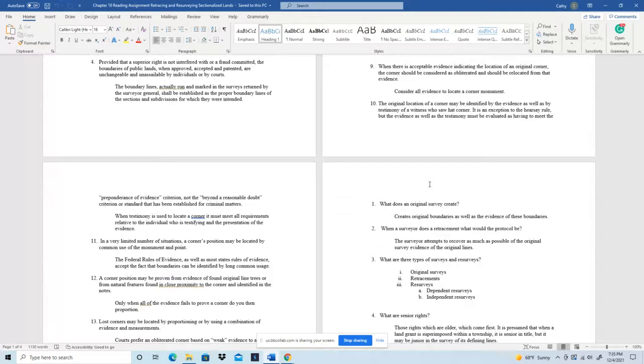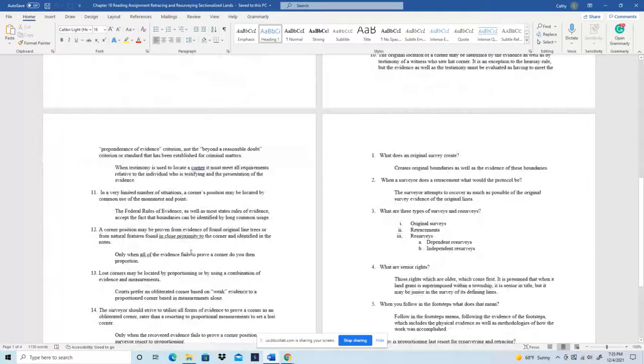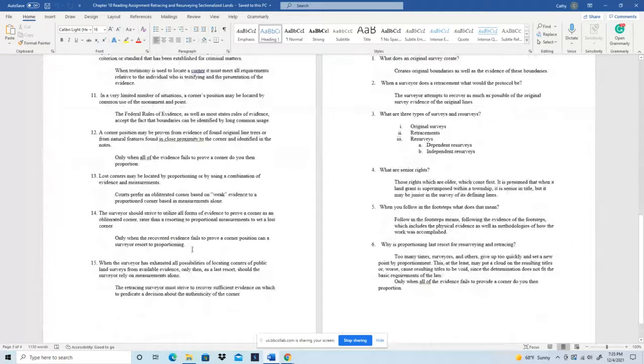Next one is Principle 11. In a very limited number of situations, a corner position may be located by common use of the monument and a point. So 11 would be the federal rules of evidence as well as most state rules of evidence, except that boundaries can be identified by long common use. Possession, nine tenths of the law, same thing.